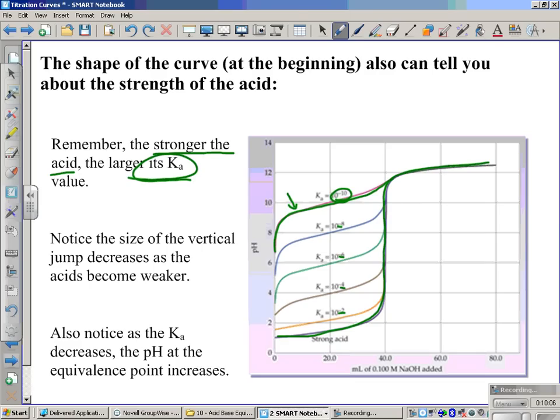Okay, yeah. And then this note here is just saying that as it gets weaker, the equivalence point is going to be higher, because the weaker it is, the closer that pH is going to be to 7.